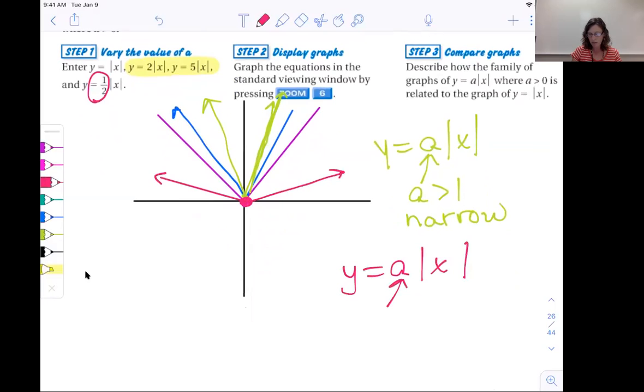And when we say something's a fraction, we say the number is between 0 and 1. That's what fractions are, between 0 and 1. 1/2, 1/3, 4/5, 5/8. Any number between 0 and 1, it gets wider.